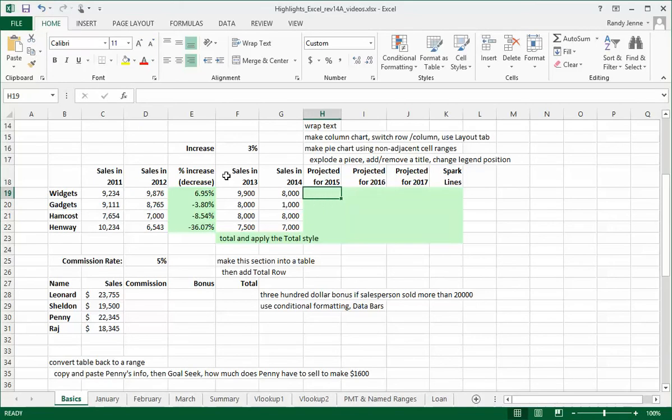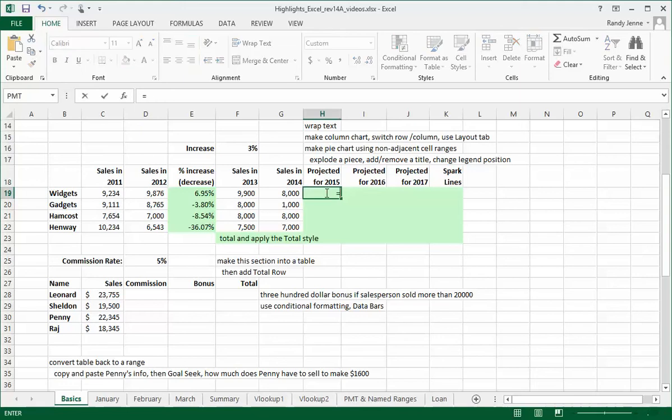So the idea here is we know the sales for 2013 and for 2014, but we're going to make an educated guess on what sales for 2015 are going to be. So our guess is that they are going to be 3% higher than the previous year. Here's how I can build the formula, and I'm going to show you two variations on this formula.